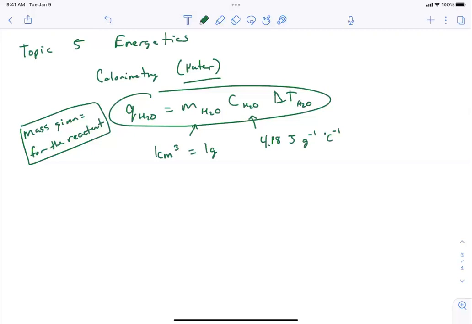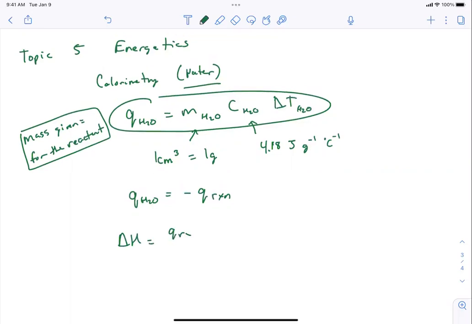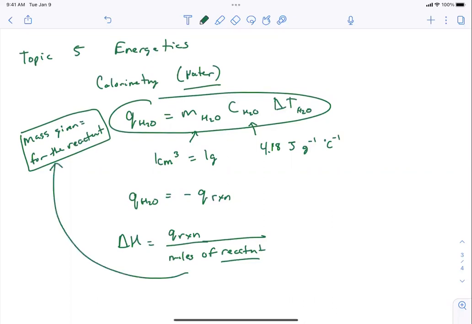But then you have to know that Q of the water is the opposite of the reaction. Because whatever's happening to the water is the opposite of what's happening to the reaction. So you need to flip the sign of that to make it of the reaction. And then delta H is Q of the reaction divided by the moles of reactant, which is what you were given in the problem in the first place. And it needs to be the limiting reactant.